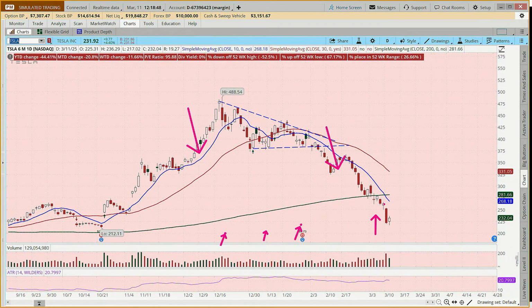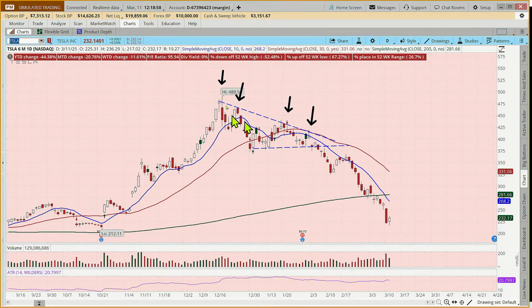And I find that when I draw things on the chart, it really helps me lead my eye and determine if what I'm thinking I'm seeing is actually what I'm seeing. So we saw this series of lower highs, but a series of similar lows. And it looked like it was going to bounce here too. And then it broke down.